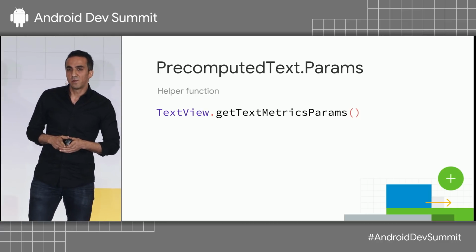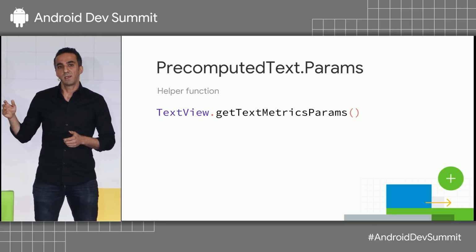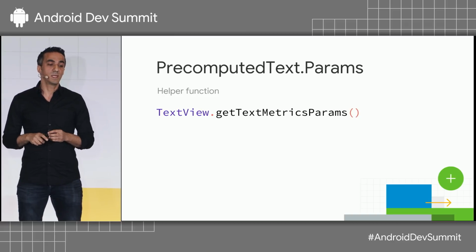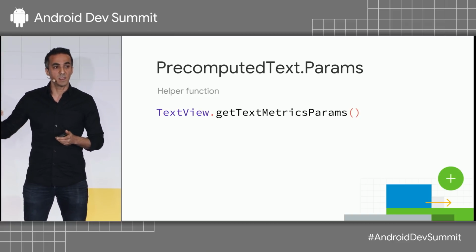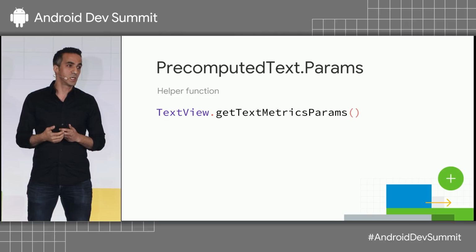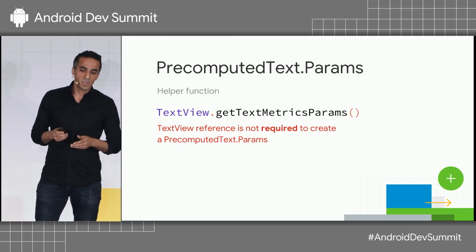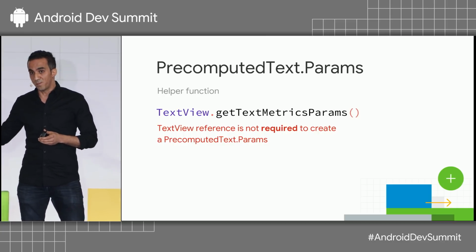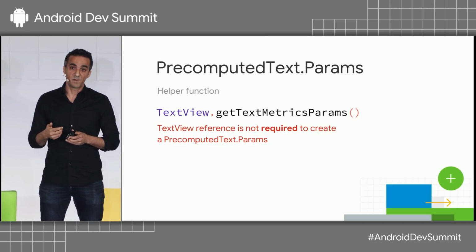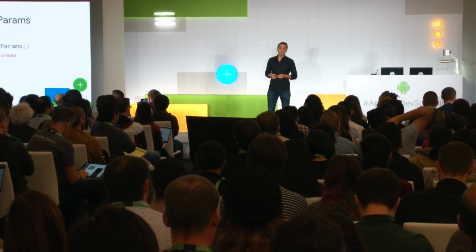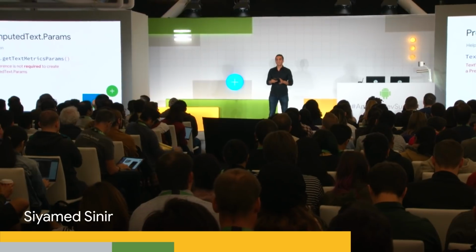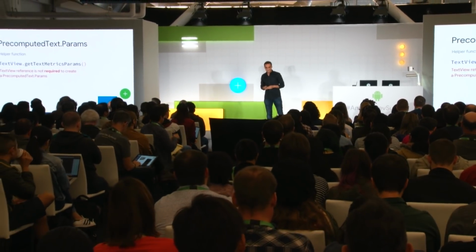Since most of the time you will be designing your text styling in your XML, either layout or styles XML, we want to add a helper function where you can create the pre-computed text params using a TextView. However, at this point, I would like to emphasize that TextView is not required to create pre-computed text params. It is a helper function. And this function is going to make more sense when we go through how to use pre-computed text with RecyclerView.